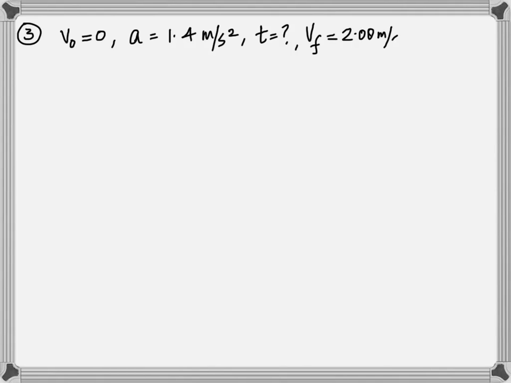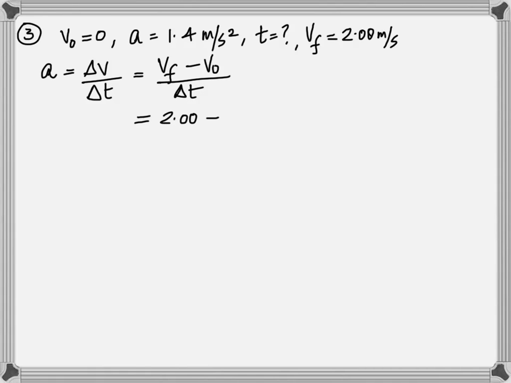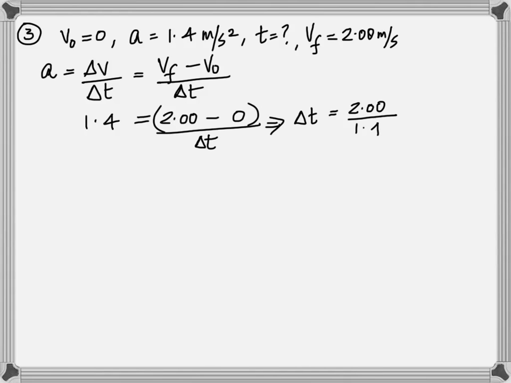And question 3. The initial velocity is 0. The acceleration is 1.4 meters per second squared. And you've got to find the time for her to reach a velocity of 2 meters per second. The equation is acceleration is Vf minus V0 divided by T. Now rearrange that and you get the answer as 2 by 1.4, which is 1.43 seconds.